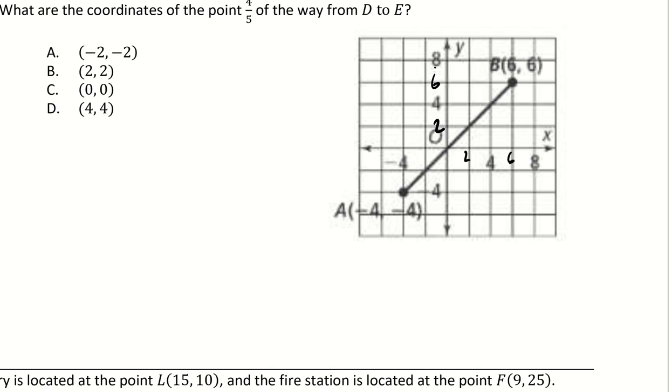All right, so we want something to be 4/5 of the way. We need to figure out how far it is from D to E in the x direction, and how far in the y direction. In the x direction it is 2, 4, 6, 8, 10. Remember, these are going by 2s, so there are 5 spaces, but each is worth 2. And in the y direction it is also 2, 4, 6, 8, 10. So they're both 10. Then we go 4/5 of the way, so we multiply this by 4/5.